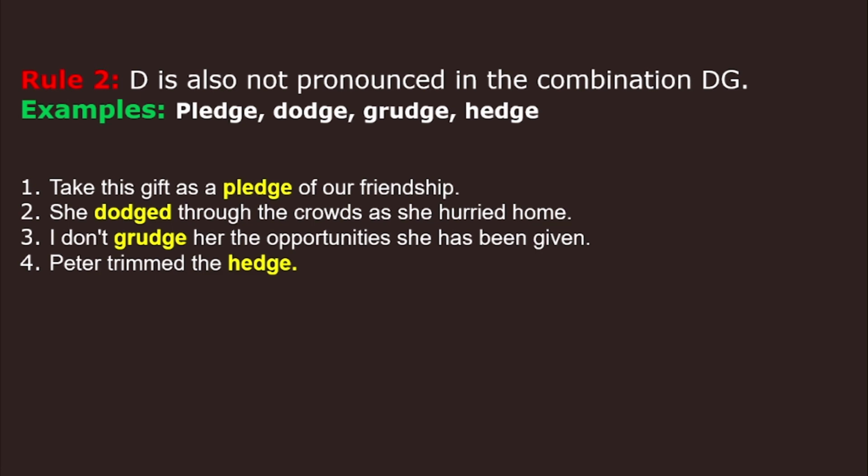Rule number 2: D is also not pronounced in the combination DG. Let's look at the examples. Pledge, dodge, grudge, hedge, etc. Let's look at the examples. Take this gift as a pledge of our friendship. She dodged through the crowds as she hurried home. I don't grudge her the opportunity she has been given. Peter trimmed the hedge.